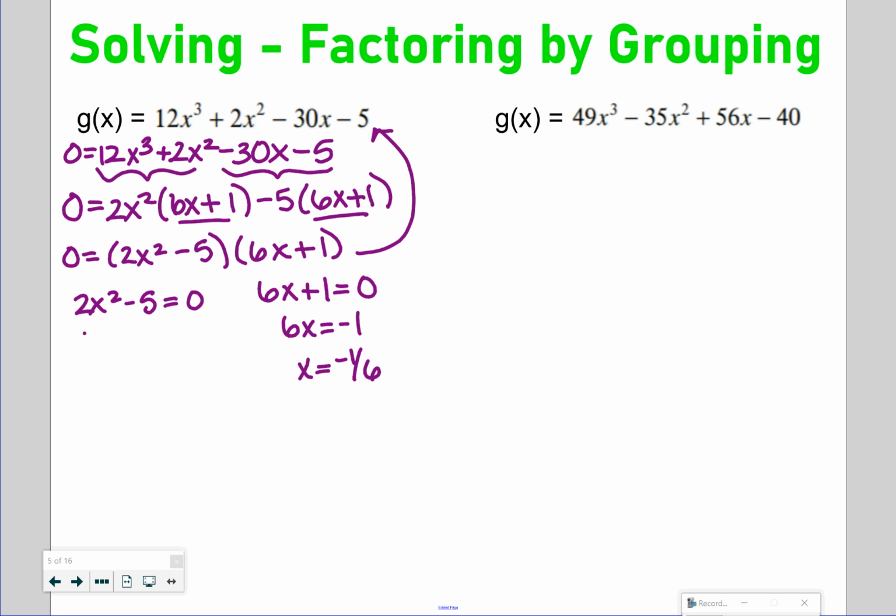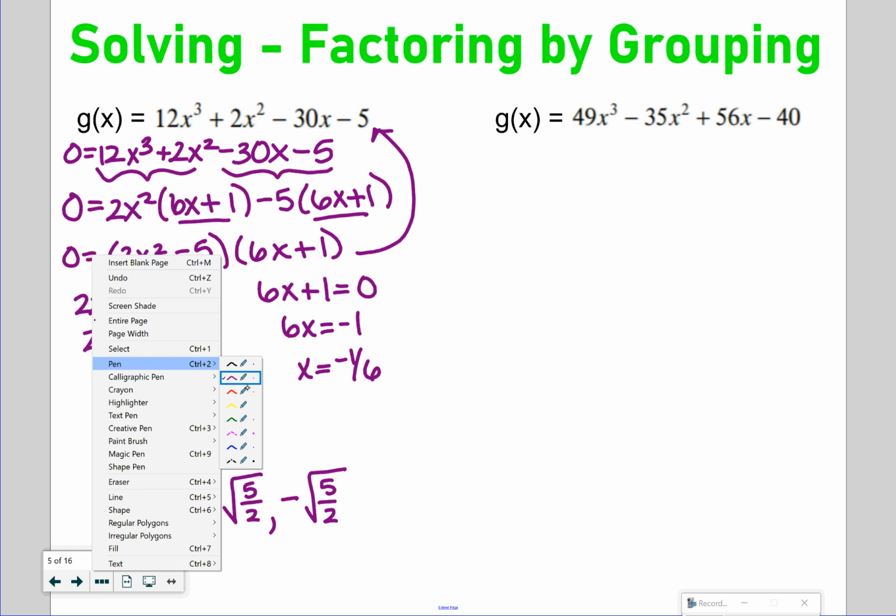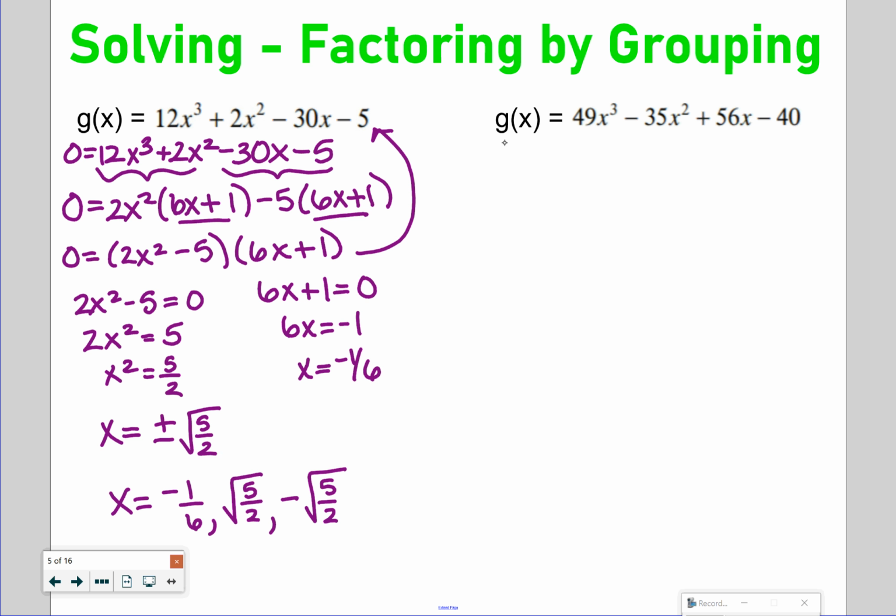On the one on the left, I'm going to add 5, divide by 2, and this looks like what we did before, solving with square roots. And then I'm going to take the square root of both sides. So x equals, if I take the square root, I need to include a plus or minus, square root of 5 over 2. So really we have 3 answers here: -1/6, positive square root of 5 over 2, and negative square root of 5 over 2. Let's try the next grouping problem. Again, I'm going to start by setting it equal to 0.